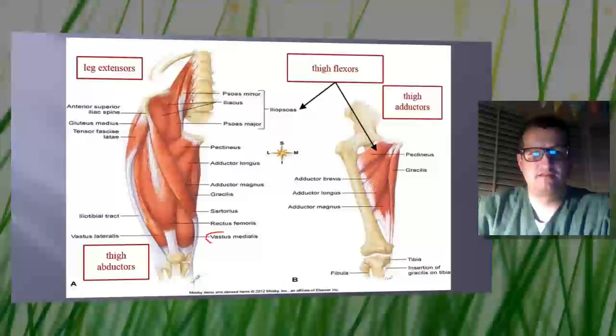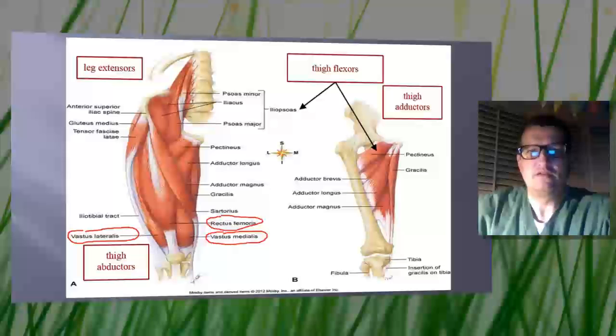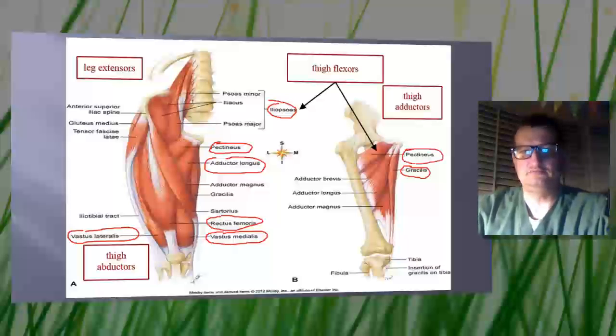The vastus medialis, the rectus femoris is the large middle muscle, and then the vastus lateralis. These are the extensors of the lower leg. The thigh flexors are primarily the iliopsoas group. The thigh adductors, used for pulling the thigh inward, are essentially the gracilis, the pectineus, and these three muscles here.